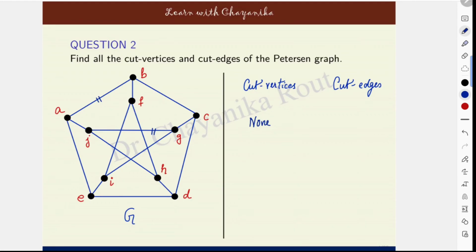So every edge is part of some cycle in the graph, and that is the reason none of the edges in the graph is a cut edge. Therefore, Petersen graph has no cut edges also. So you can remember Petersen graph as a graph which has no cut vertices and no cut edges.